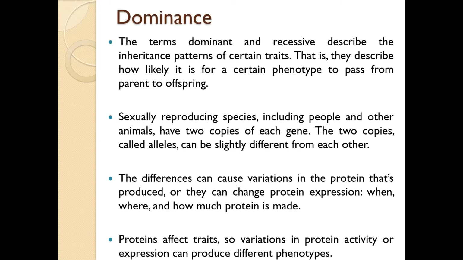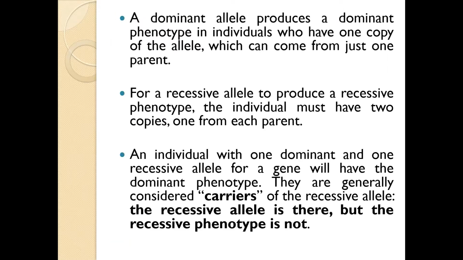Proteins affect traits, so variations in protein activity or expression can produce different phenotypes. So a dominant allele produces a dominant phenotype in an individual who has one copy of the allele, which can come from just one parent, as we have already learned. Like in a pea plant, if tall is dominant, then the capital T allele, the tall or dominant allele, if present in a heterozygous form, is also able to cause the dominance.